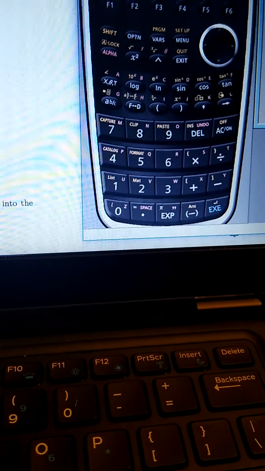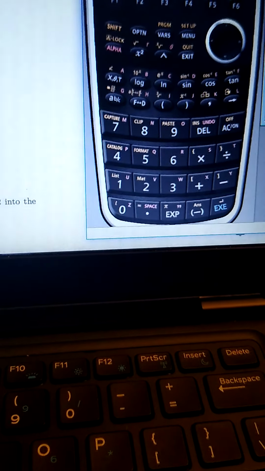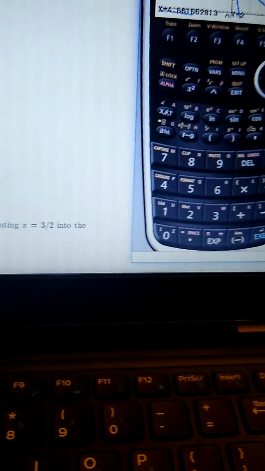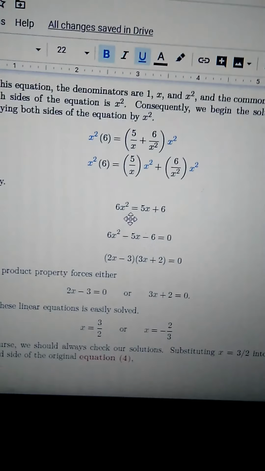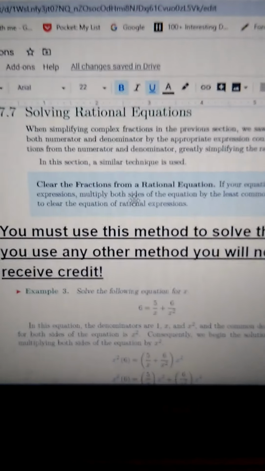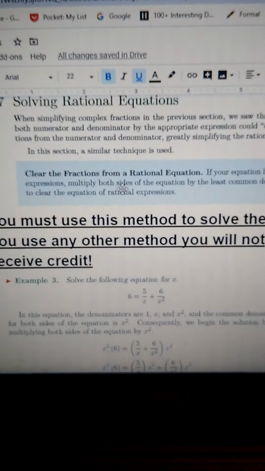You don't have any of these on homework, but if you did have both come out extraneous, then it would just be no solution. Make sure you get on and do the 4 practice problems, and again, you must use the method of clearing fractions. No other method is acceptable.